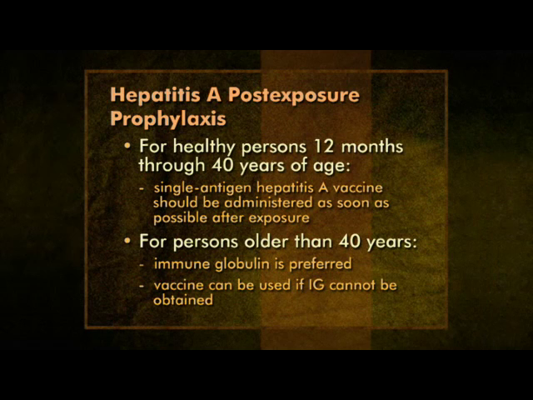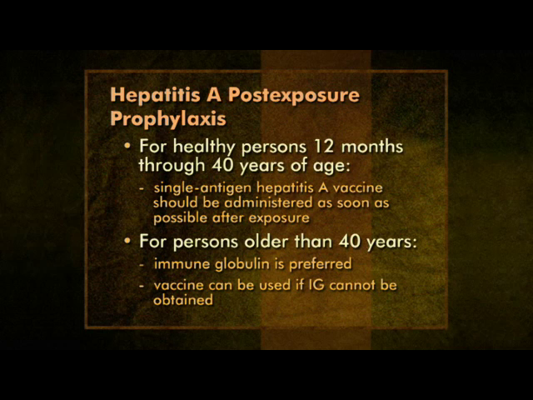In the past, only immune globulin has been recommended for post-exposure prophylaxis. Based on data comparing IG and hepatitis A vaccine, ACIP recommended that vaccine can be used without IG for some persons. For healthy persons 12 months through 40 years of age, single antigen hepatitis A vaccine at the age-appropriate dose should be administered as soon as possible after exposure. Vaccine is preferred to IG because of vaccine advantages that include long-term protection and ease of administration.